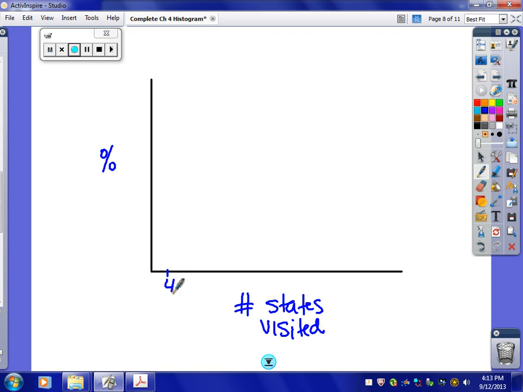So we start with 4, we go up to 14, adding 10: 24, 34, 44, and then stopping at 50. Alright, 46% was my highest. I'm going to count by fives.